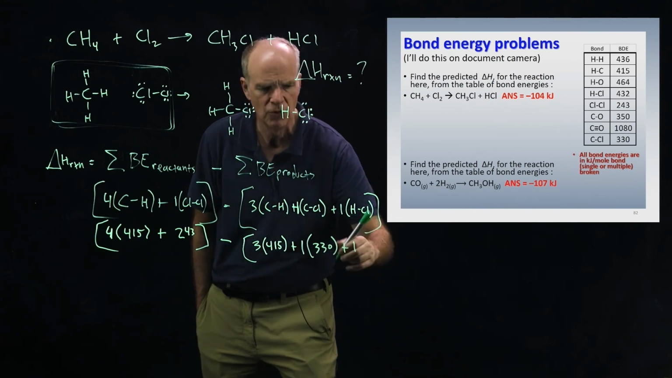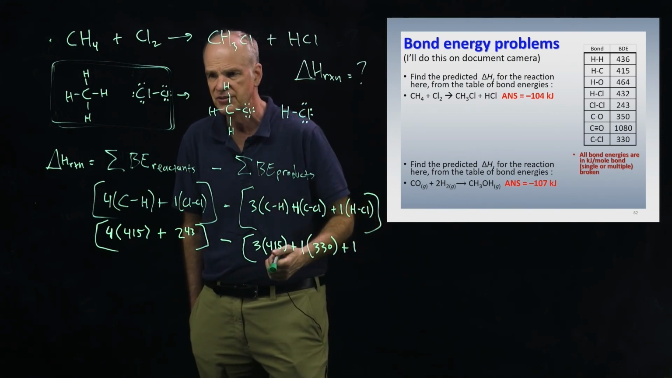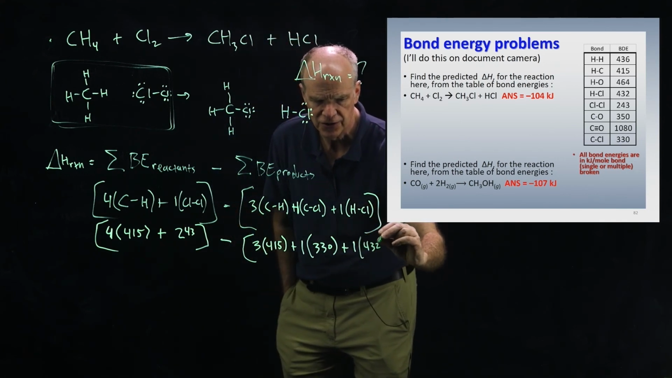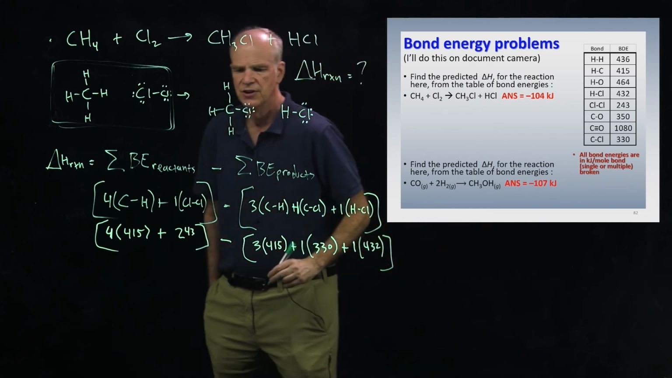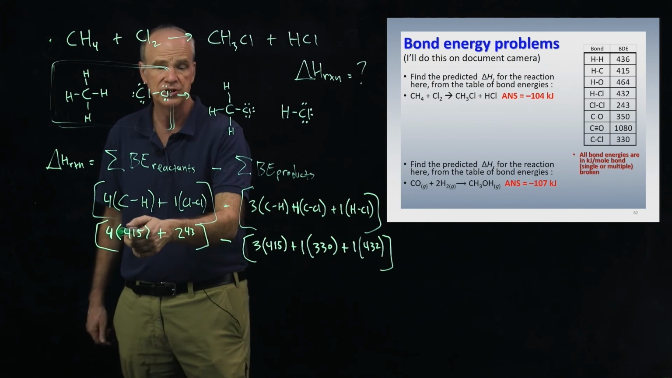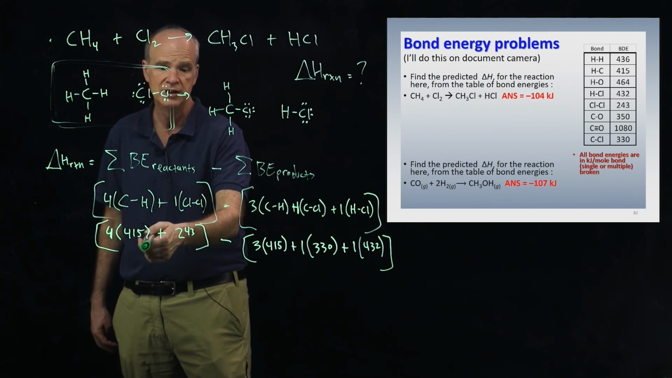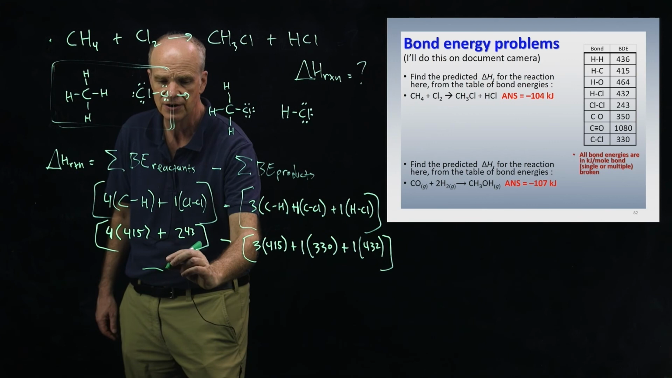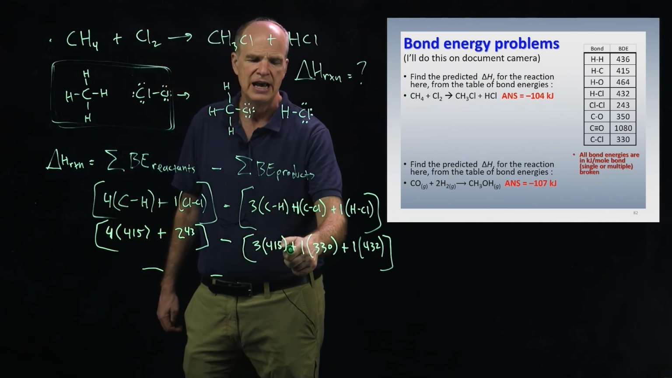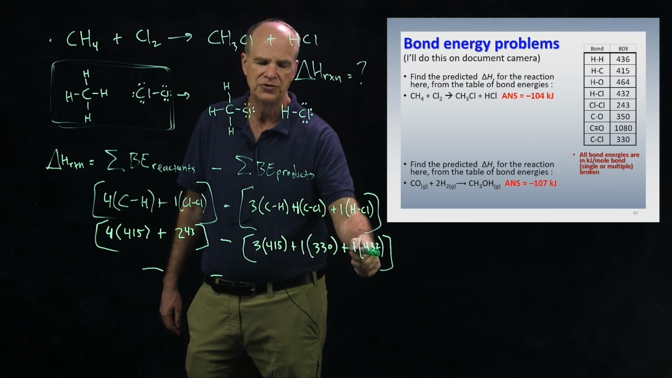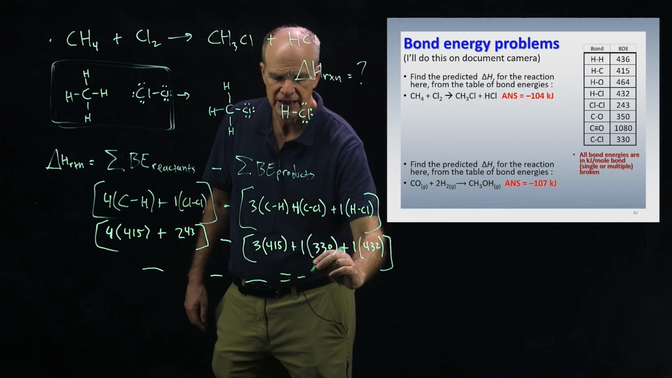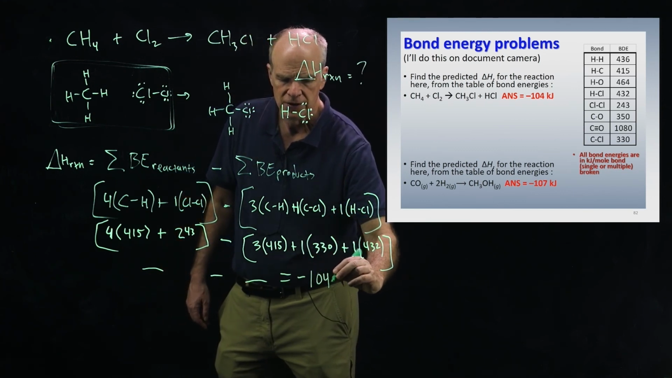Now we need one more bond, HCl, so I'm looking at the table, and I see 432. Okay, so you're going to have to try this on your own. I want you to go ahead and multiply 4 times 415 plus 243, and you'll get some number here. And then you're going to have to multiply 3 times 415, added to 330, added to 432, and you'll get some number here. And in the end, the answer should be negative 104 kilojoules.